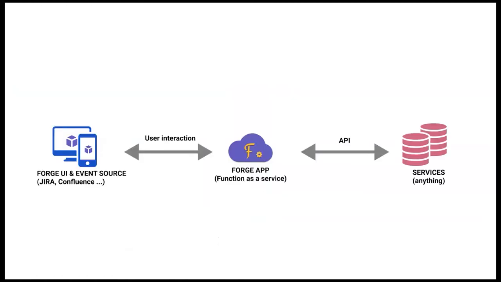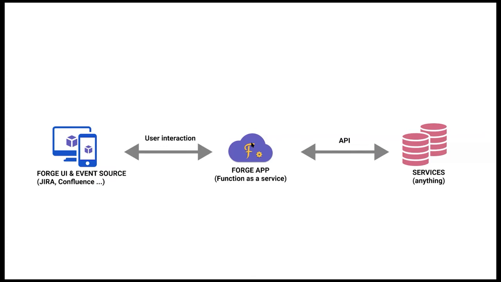On top of it, if you look at what's happening in the Forge app, I'm going to explain all the details at the coding level, and you're going to see how the apps look in action in the later stage. But this is a brief overview. You can see here, it doesn't matter whether you're accessing your Atlassian products like Jira or Confluence, either on mobile or desktop, all the user interactions you do with Forge UI go to a cloud that is a function as a service.